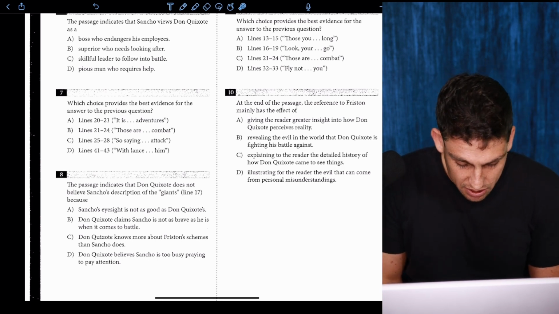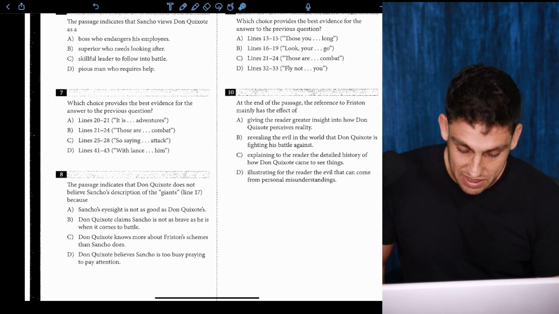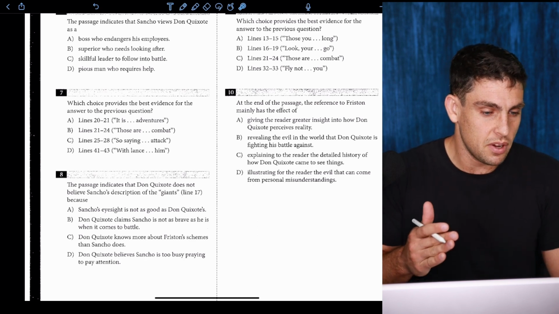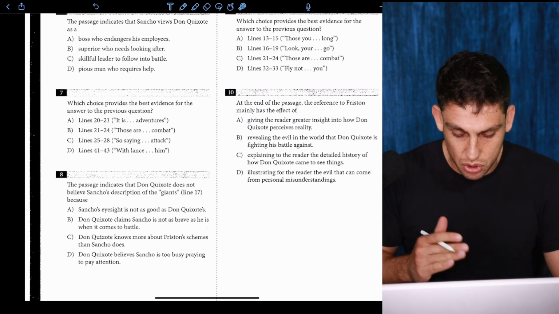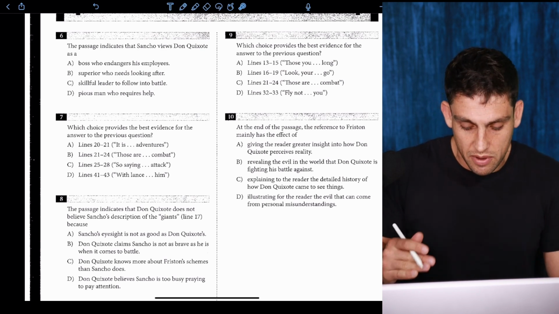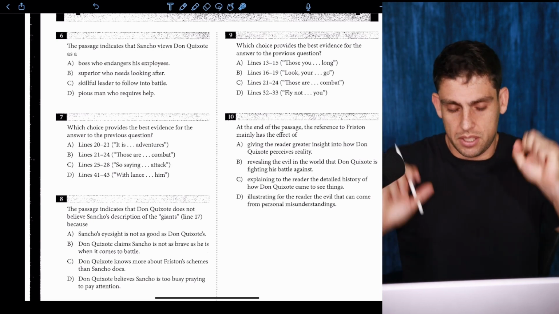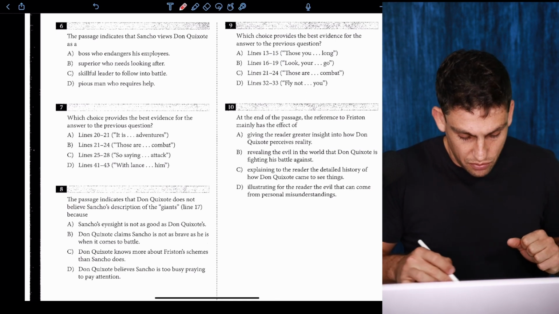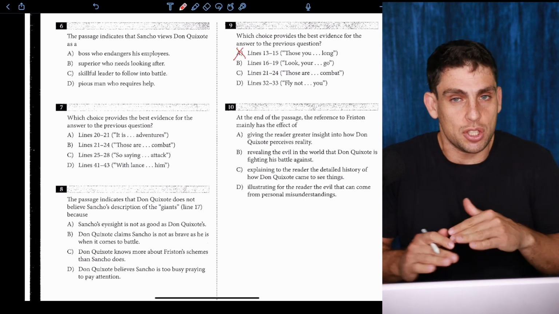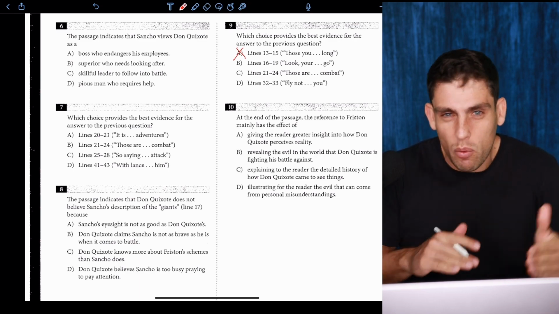But that being said, let's see. The passage indicates that Don Quixote does not believe Sancho's description of the giants, line 17. Well, we don't know why he doesn't believe the description. It doesn't say that he doesn't believe it. This is just giving me Don Quixote's description of the giants. So I don't have the answer for number 8, which means 13 to 15 didn't give me that answer, which means I can cross it out and not have to read it again. So you have to understand exactly how I'm doing this.